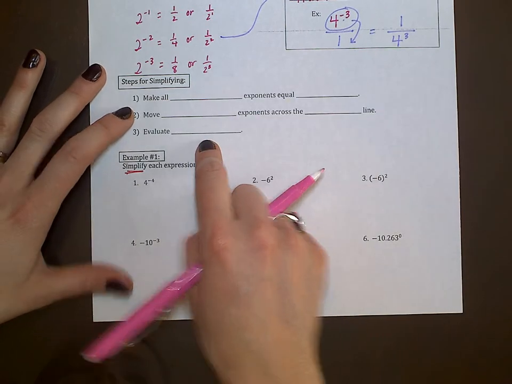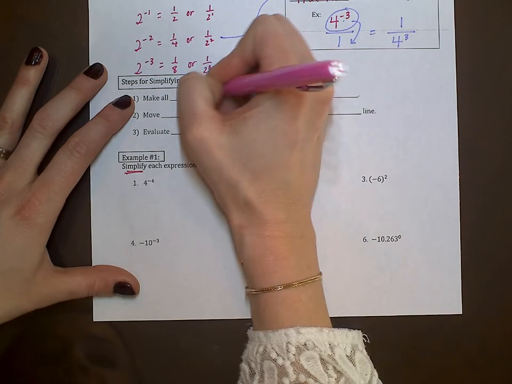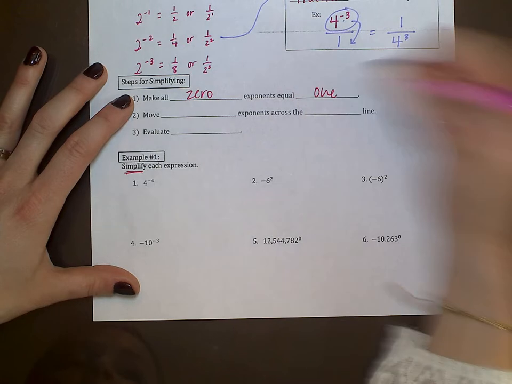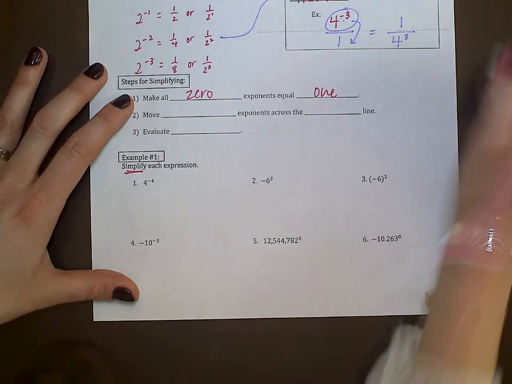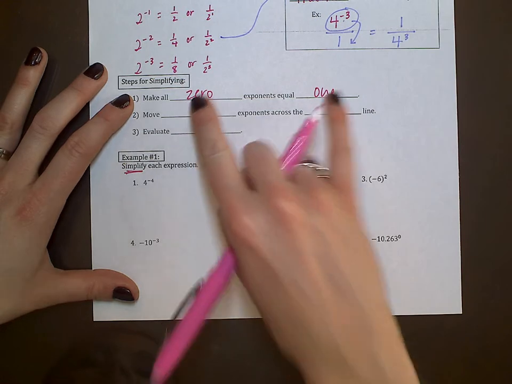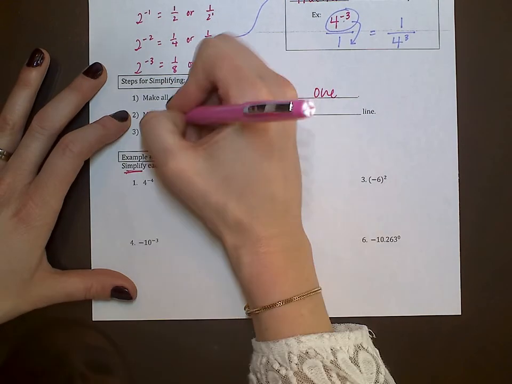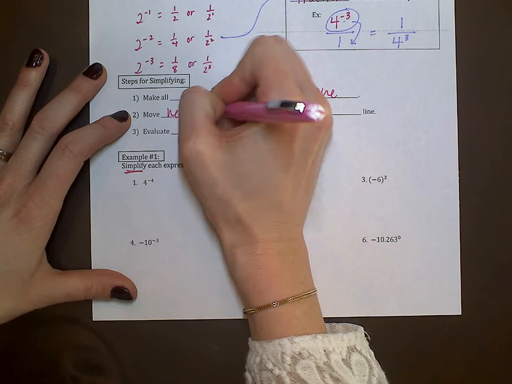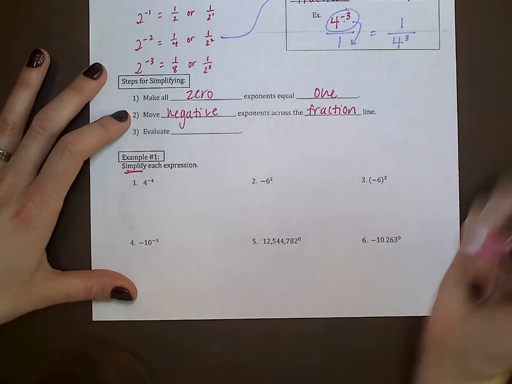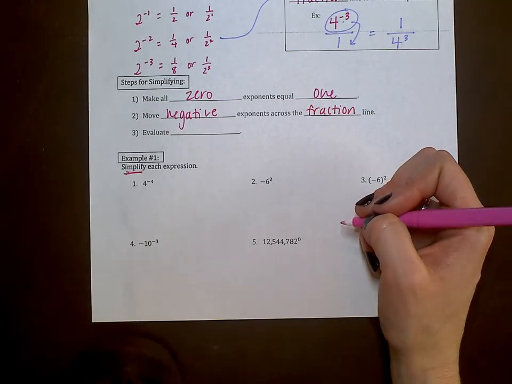So the first thing you want to look for is 0 exponents, because that's pretty easy to take care of. You're going to make all the 0 exponents equal 1. So we'll get to the examples in a minute. I almost jumped ahead of myself, but anything to the 0 power equals 1. Take care of that. Then you're going to move your negative exponents across the fraction line to make them positive, because your answer is not simplified until you have all positive exponents.